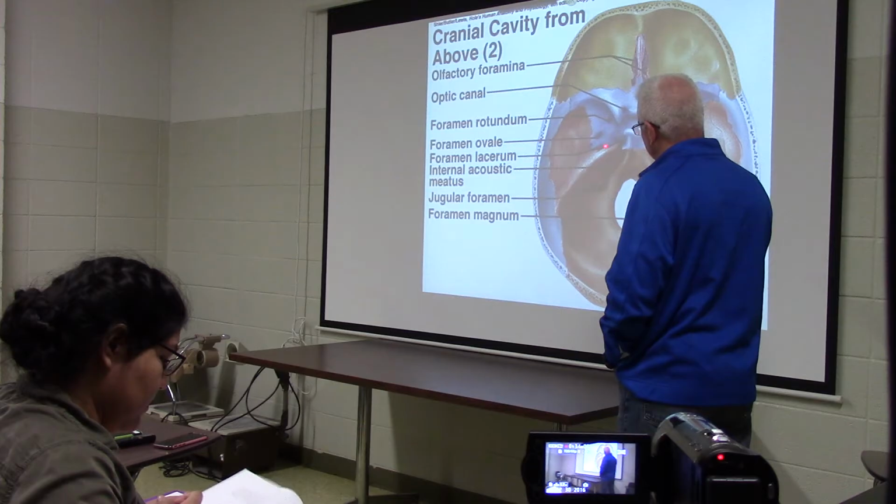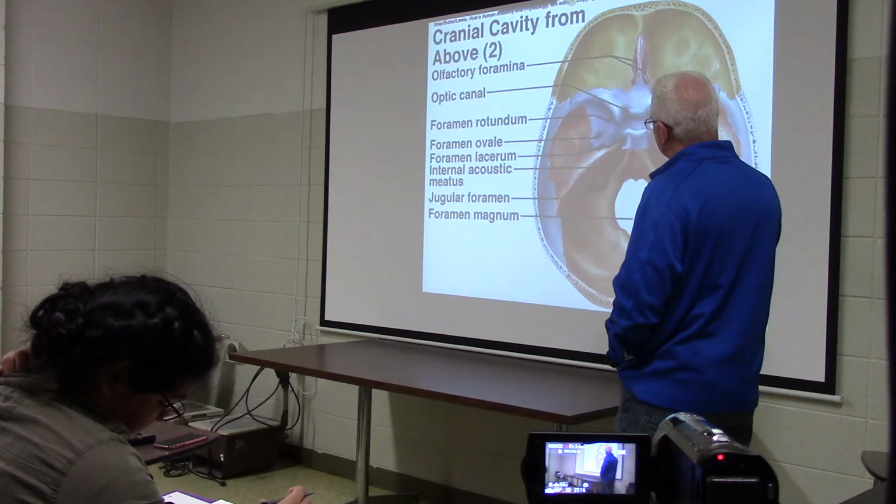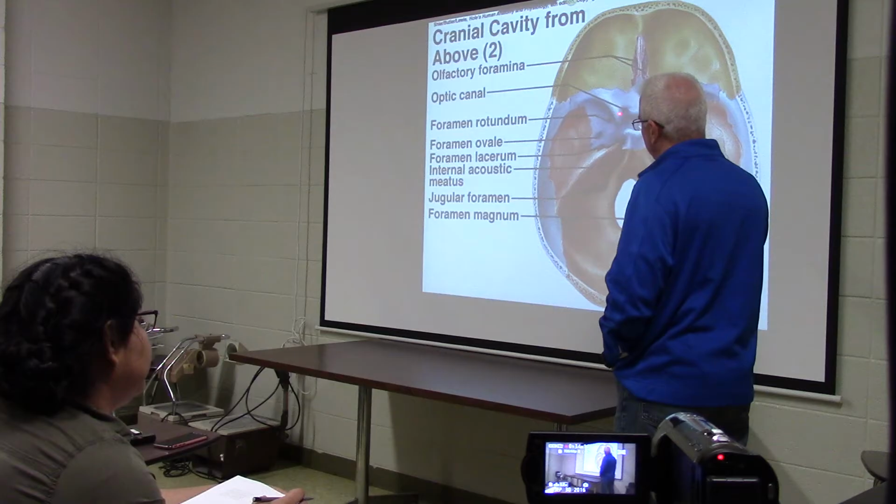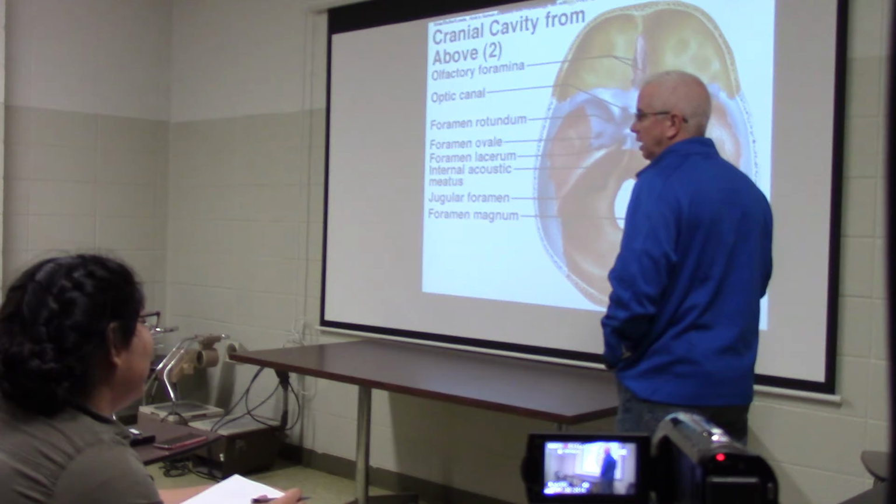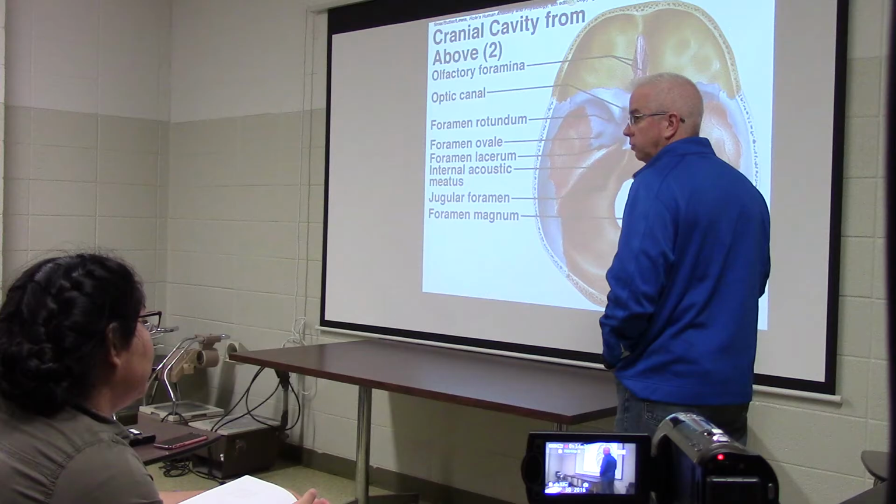So the holes we're going to find here in the sphenoid as we work our way through it are the optic canal in the lesser wing. What nerve passes through that one? The optic nerve. Which one is that? First. Two. Passes through this one, that's vision, yeah?